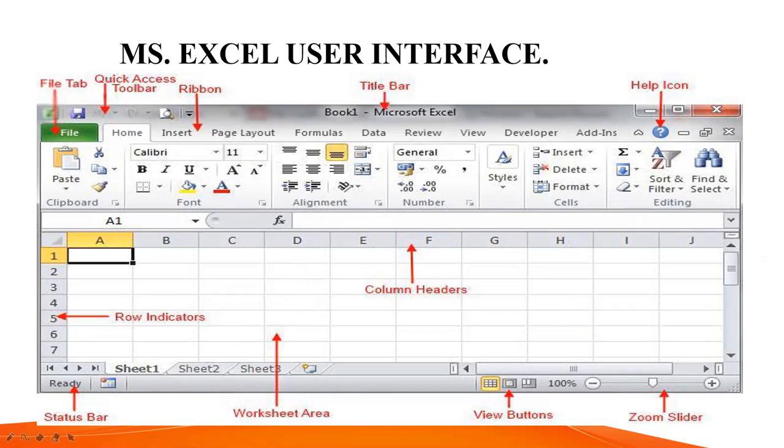We have already done in Word why these tools are used for right alignment, left alignment, and justify. And these are for the fonts, right? For the font style, font size, font color, and for borders, for highlighting, for filtering. And this is for cut, copy, paste.